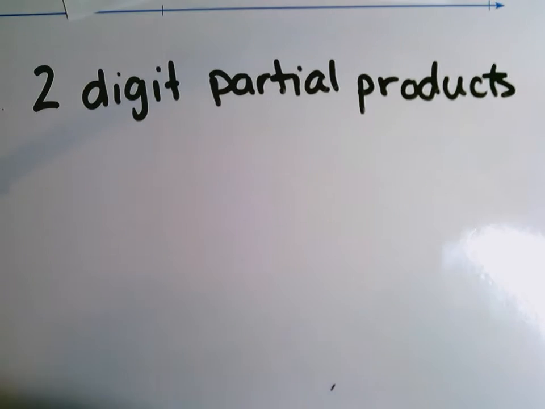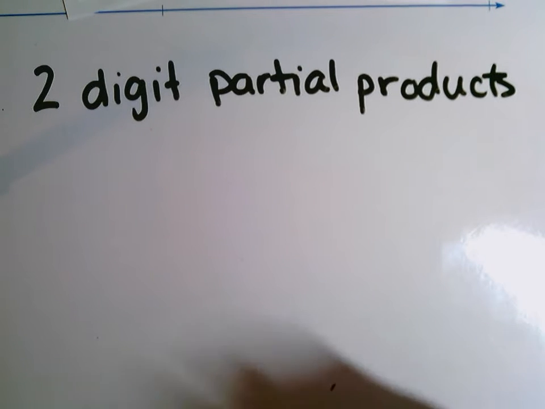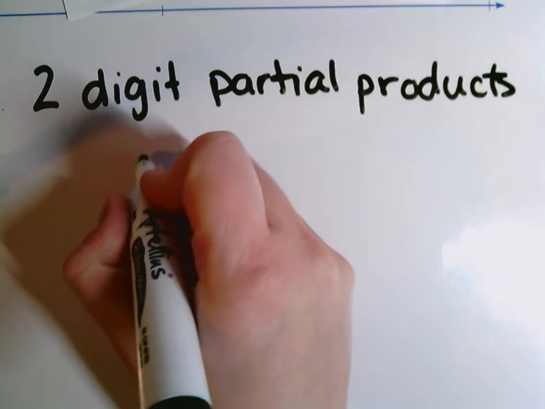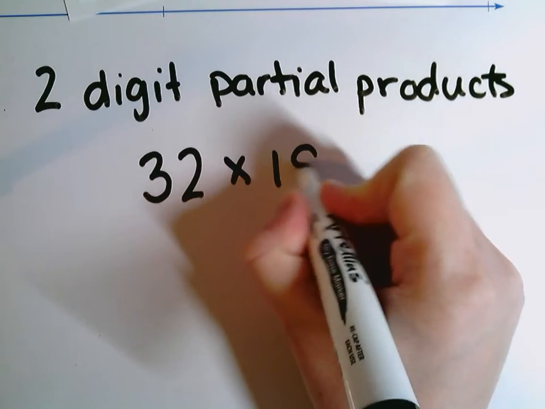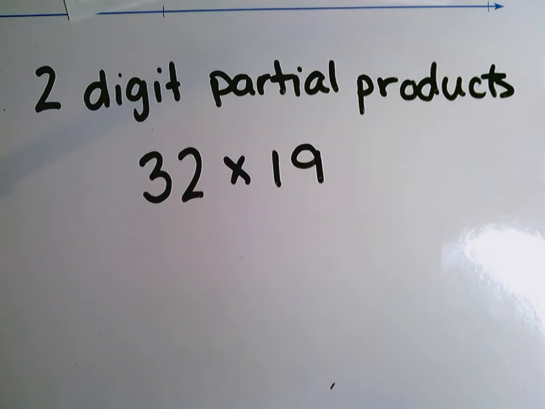And we've been doing a lot of practice of breaking numbers up into simpler numbers to multiply by. So let me show you an example for today. We're going to do 32 times 19.